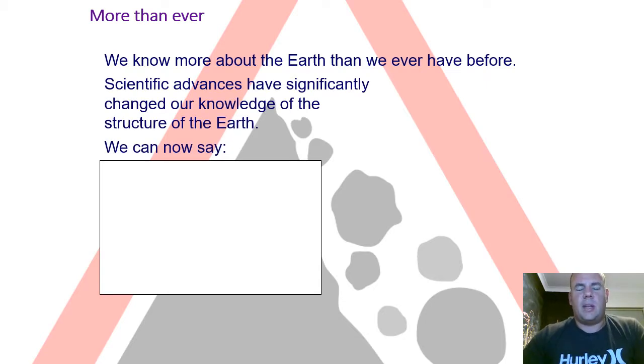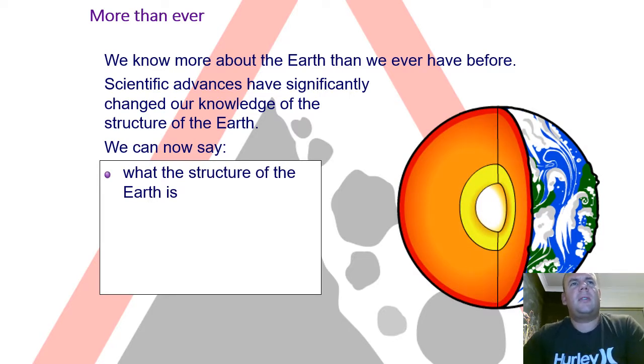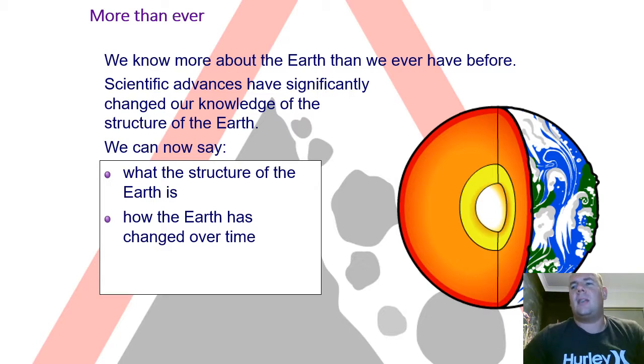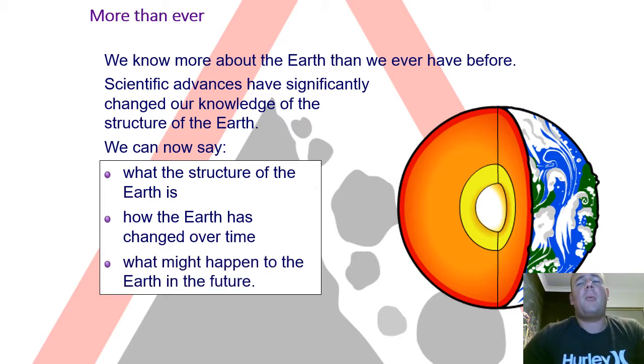Since modern science began, we've had some very significant changes in our knowledge of the Earth. We can now say what the structure of the Earth is. We can now explain how Earth has changed over time, and we can start to predict what might happen in the future. And this is really important, especially when we start looking at other planets.